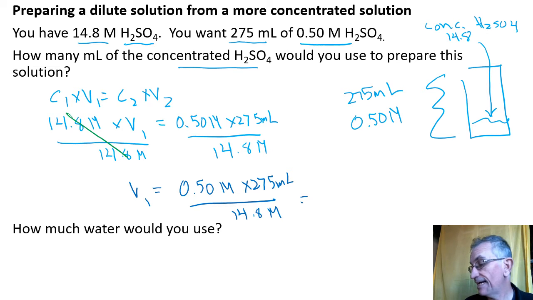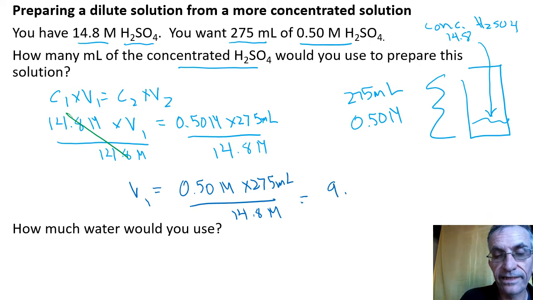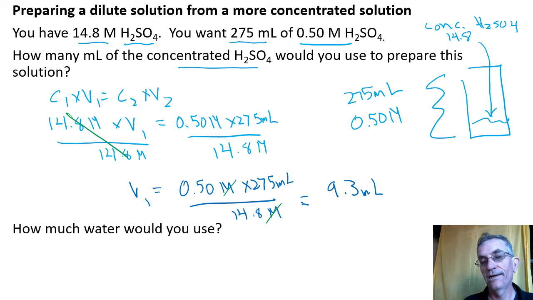Now, if you type into your calculator and work it out, you should get 9.3. Oh, let's double check. Got to have a unit. Let's see. Molarity cancels. 9.3 milliliters. All right, so out of that concentrated bottle, you're going to have to get 9.3 milliliters of stuff.